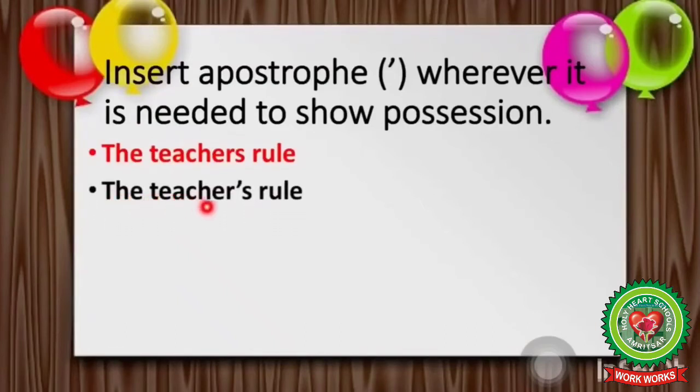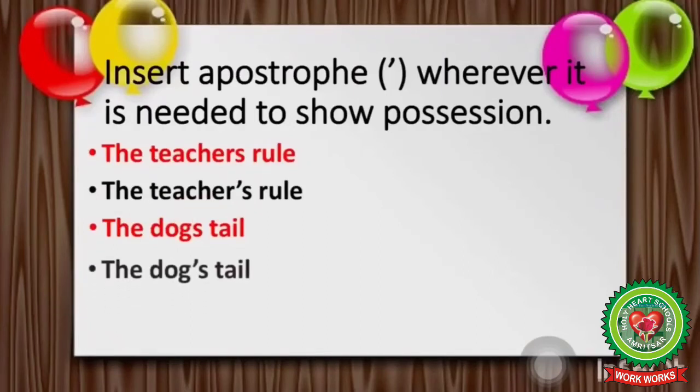The teacher's rule. Here we are talking about teacher. Teacher is a singular noun. So we will insert apostrophe before s. Look at the next sentence. The dog's tail. Here students, we are talking about dog. Dog is a singular noun and tail shows possession towards dog. So it can be written in this way. The dog's tail.